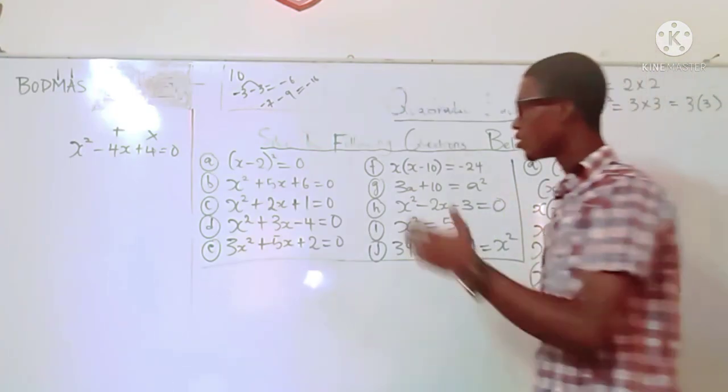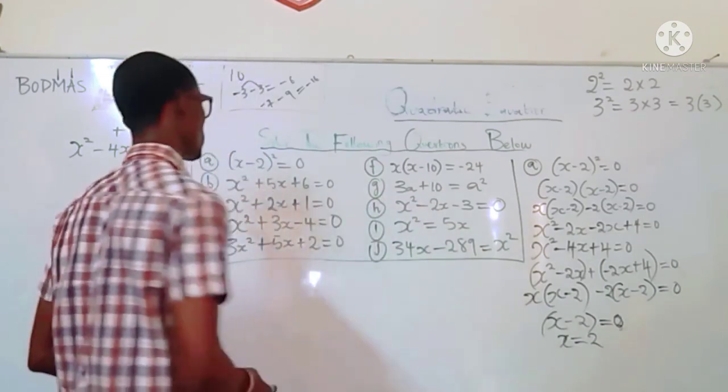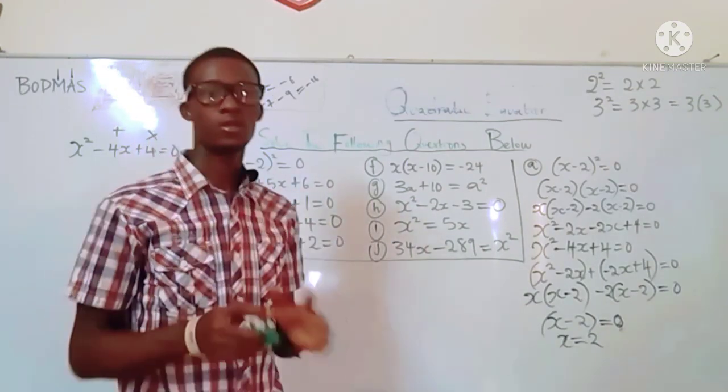Okay, now let's move on to the next question. We have x squared plus 5x plus 6 equals 0.